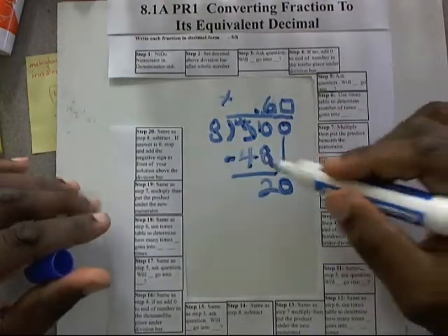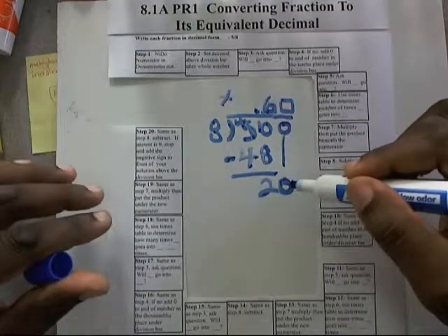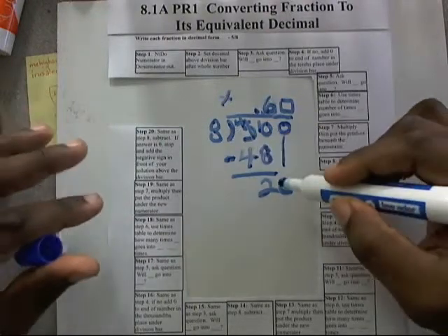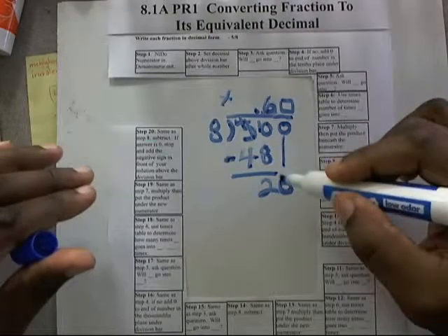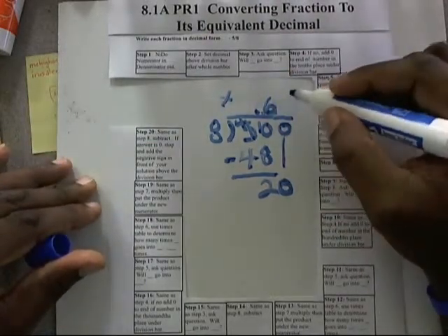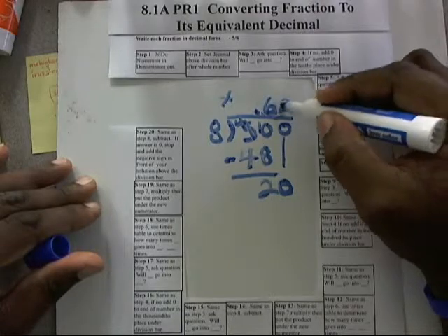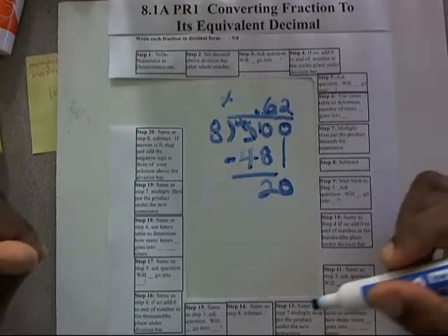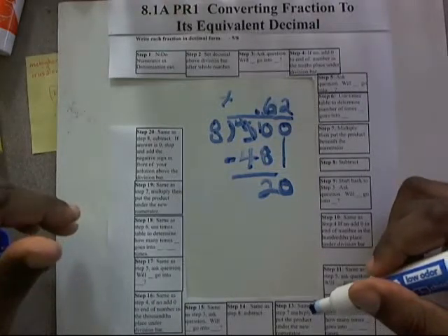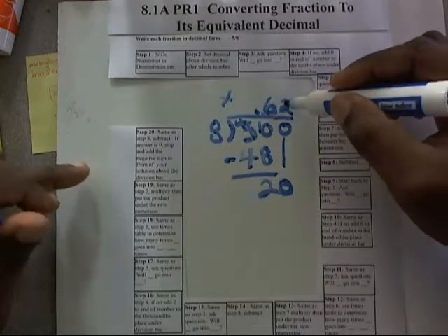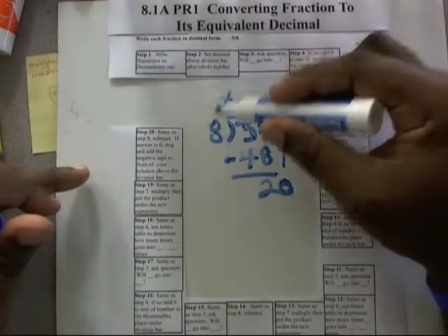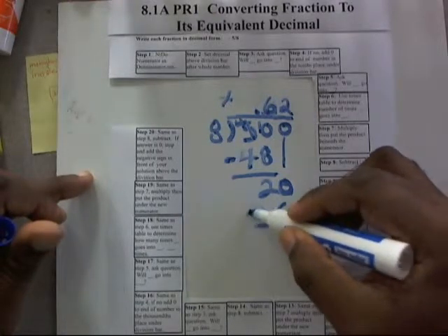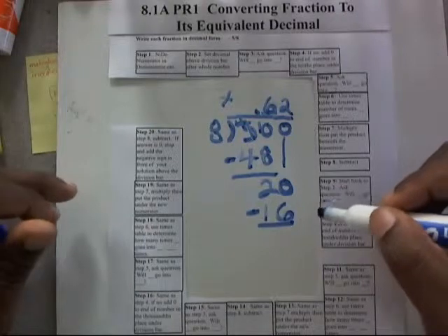Okay, so now will 8 go into 20? Yes. So I'm going to use the times table. 8 goes into 20 2 times, because 8 times 2 equals 16. So in the hundredths place, it's going to be 2. So now the next step, step number 13, will be to multiply. So I have to multiply 2 times 8, which equals 16. I'm going to put it underneath the 20. This is the new numerator.